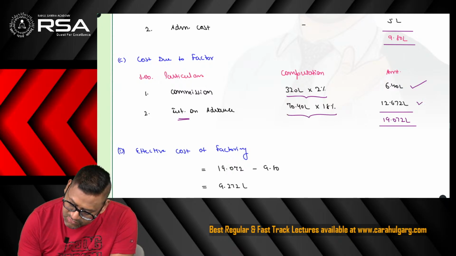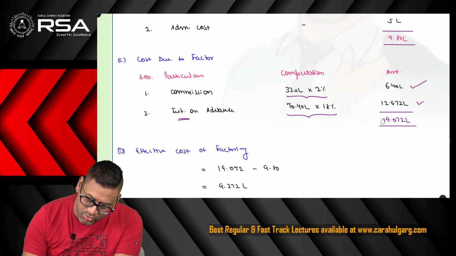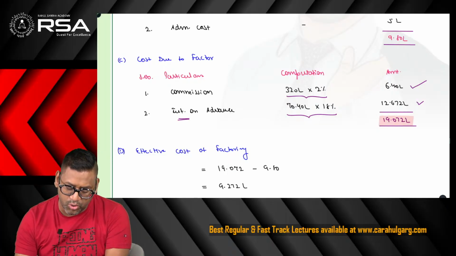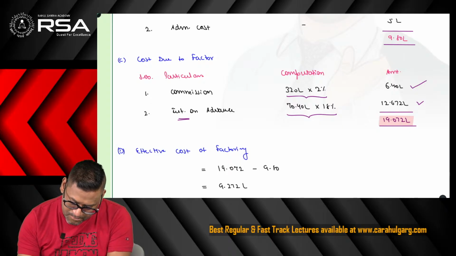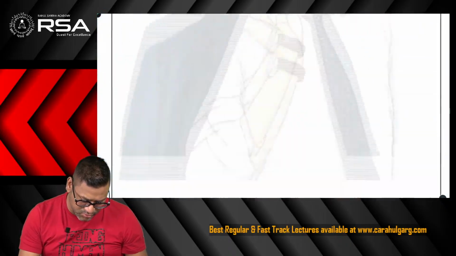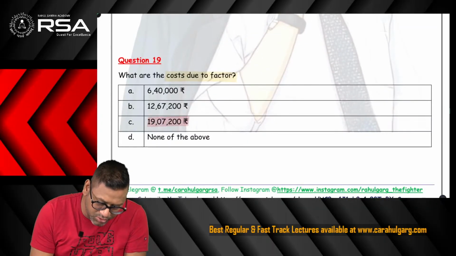So it comes as 12 lakh 67,200, and you do the total, child. So the cost is 19 lakh 7,200. Okay, so this becomes our answer. Let us go and mark the correct answer. 19 lakh 7,200 is the cost due to factor.